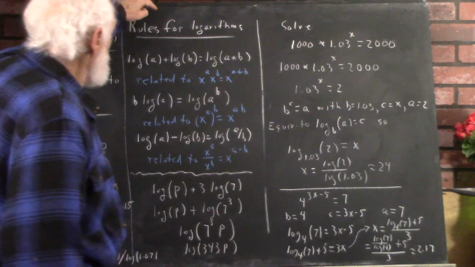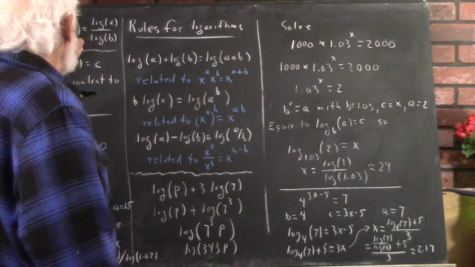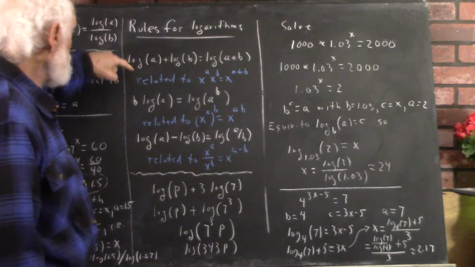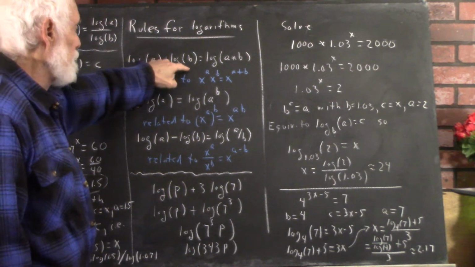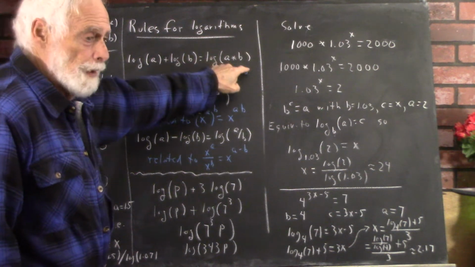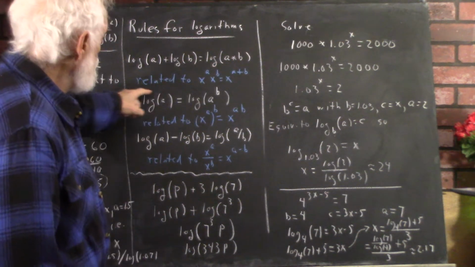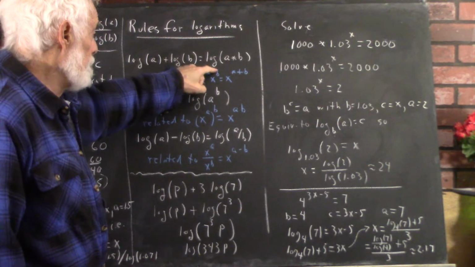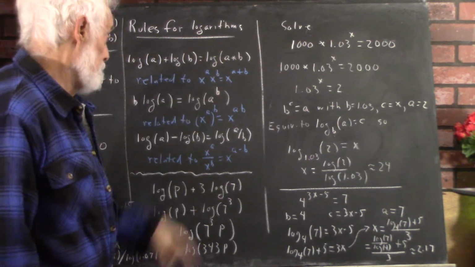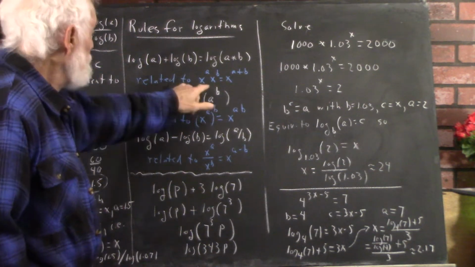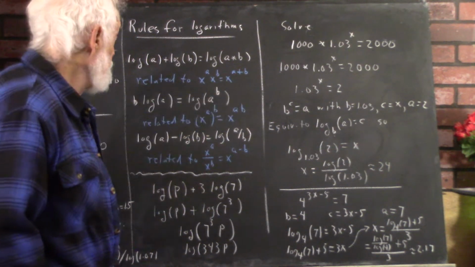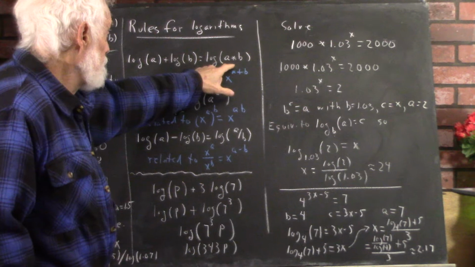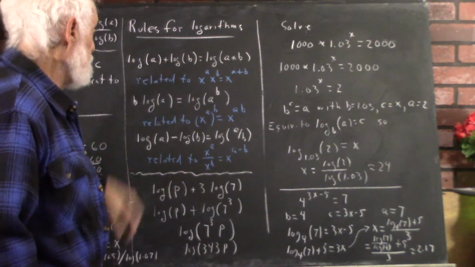Okay, we've got rules for logarithms. One rule is log of A plus log of B is a log of A times B. This is inverse to the law of exponents: x to the A times x to the B equals x to the A plus B. Okay, we have a multiplication giving us an addition here. We have a multiplication here giving us an addition here.